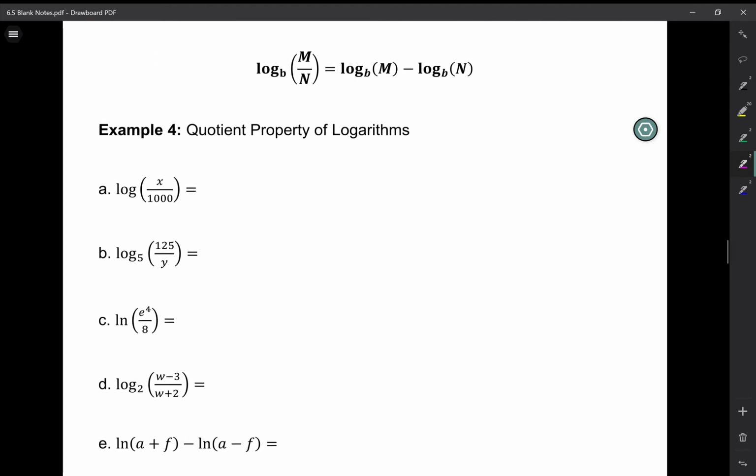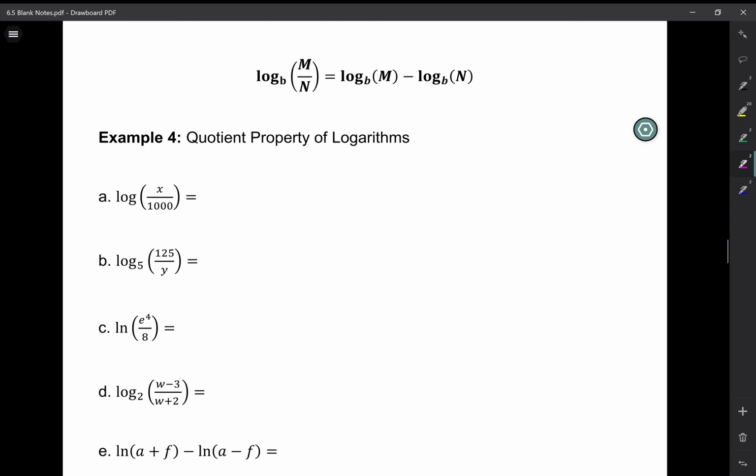Here's the first one. We have log of x over 1,000. This is equal to log of x minus log of 1,000, which is equal to log of x minus 3, since 10 to the 3 equals 1,000, so this whole logarithm equals 3.